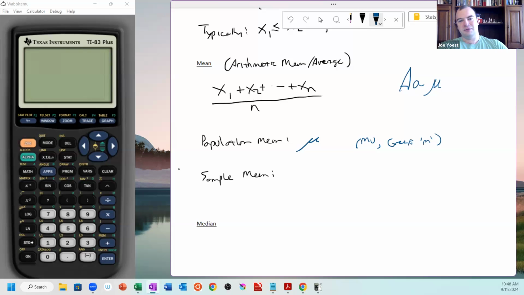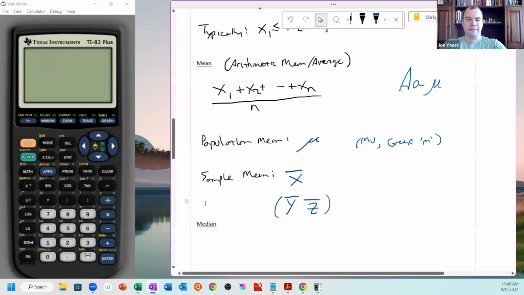If we're talking about the random variable x, I'm describing my data points as x1, x2, xn. So I'm thinking of my variable as being x. Then I write an x, the variable under consideration, with a horizontal line above it. So x bar, or I could write y bar if my variable of interest was called y, or z bar if it was called z. So just putting a horizontal line above the variable that I'm using to describe my data.